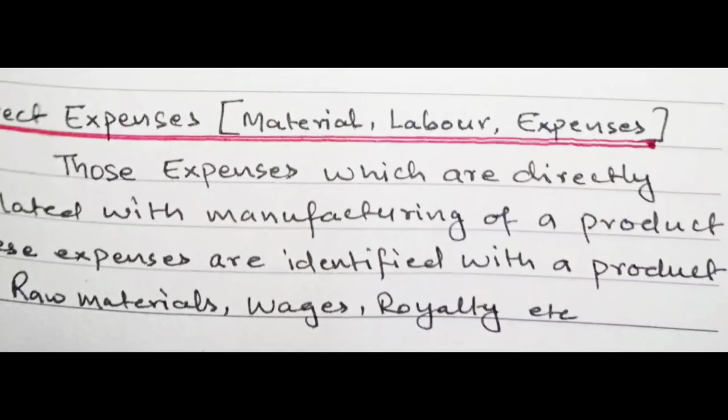Here we have to understand direct expenses, and I have tried to explain all the direct expenses of the three elements, like material, labor, and expenses, in this way. Those expenses which are directly related to manufacturing a product, meaning which are directly concerned with the production of a product, are known as direct expenses. Examples: raw material, wages, royalty, etc.